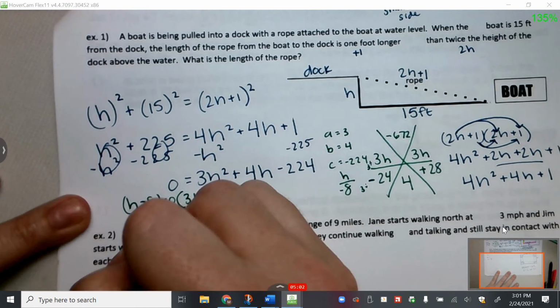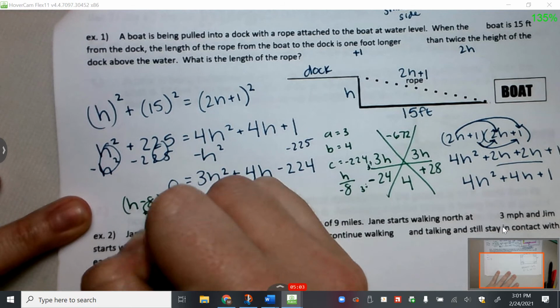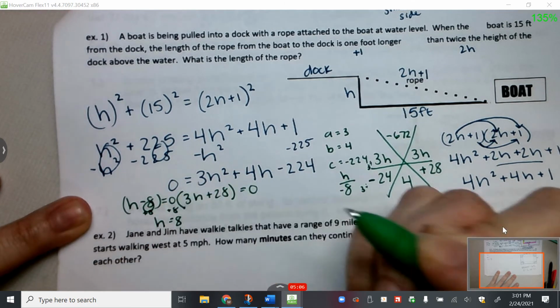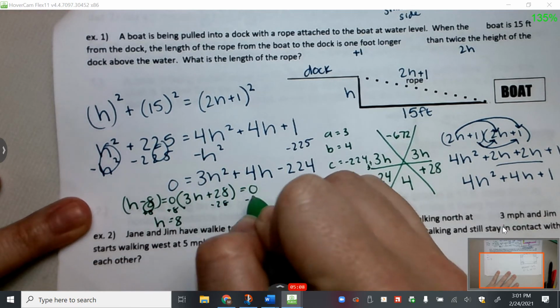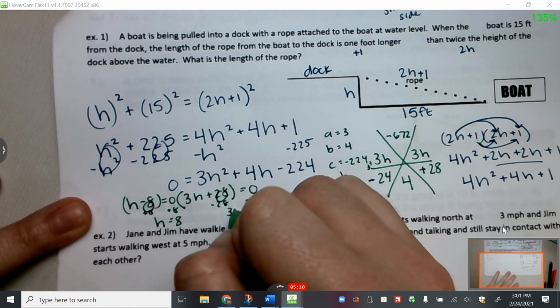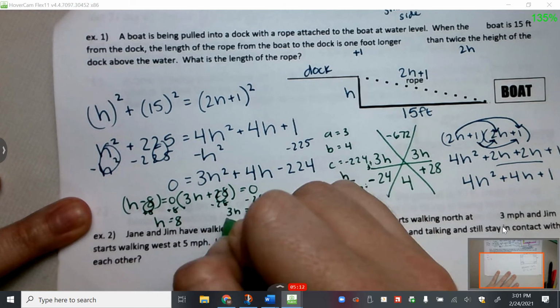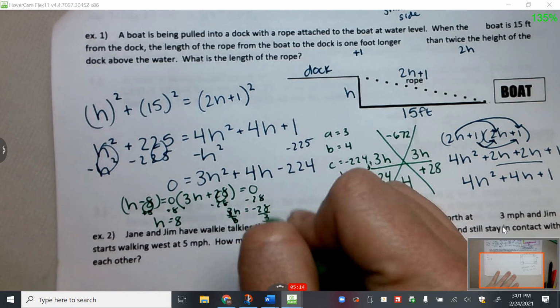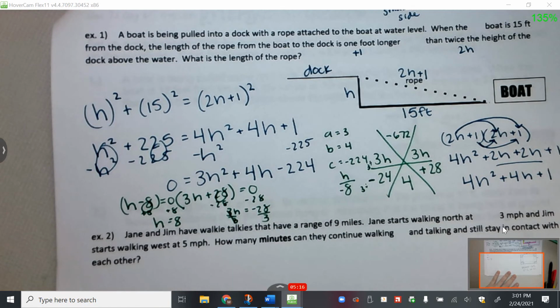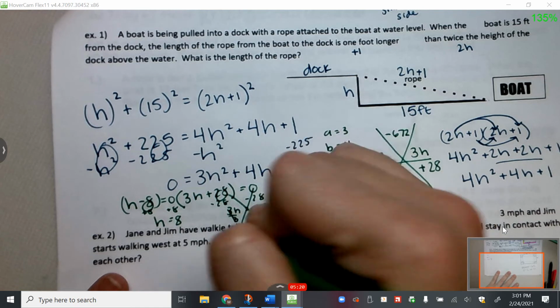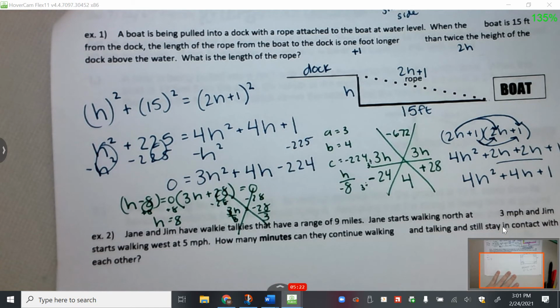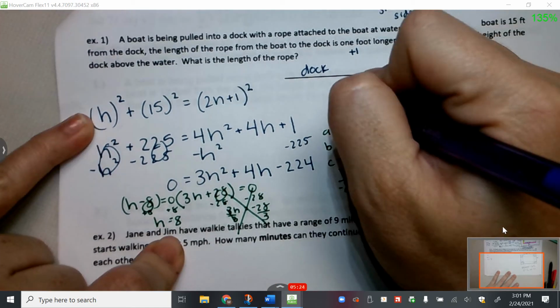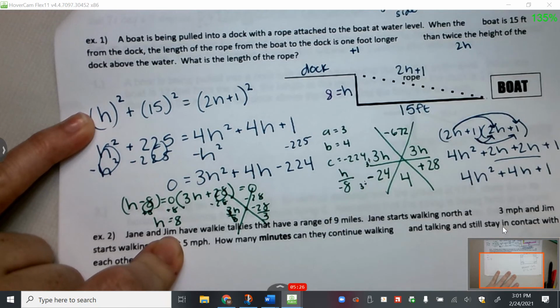So here I'm going to add 8, I get h equals 8. Here I'm going to subtract 28, 3h equals negative 28, divide by 3. I'm left with this fraction. Okay, well, first off, I cannot have a negative height, so I know we can ignore this. So I'm going to take my height is 8.